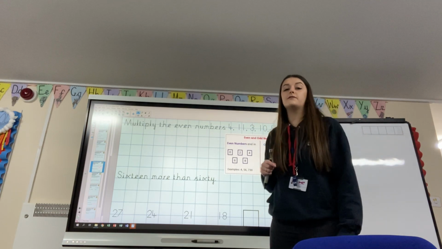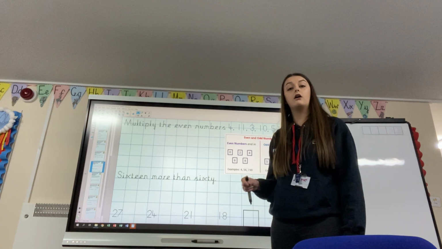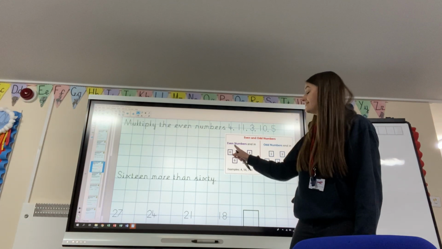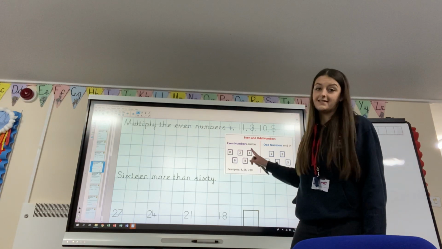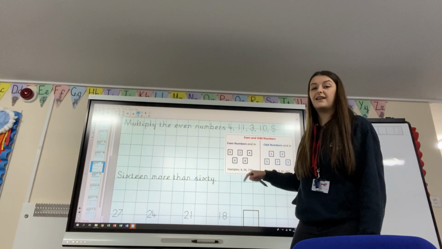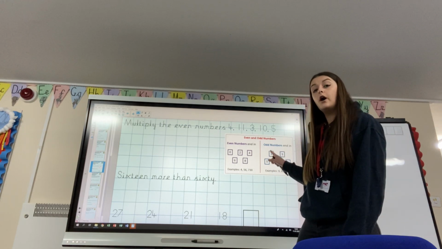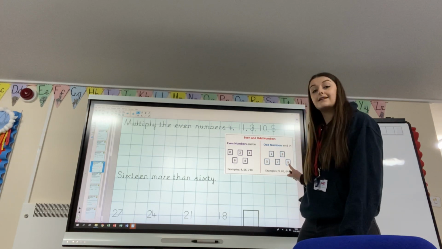So for this we just need to have a quick recap of our even and odd numbers. So remember, our even numbers are all the numbers that end in 0, 2, 4, 6 and 8. Okay, so that end in that. Whereas our odd numbers are the numbers that end in 1, 3, 5, 7 and 9.